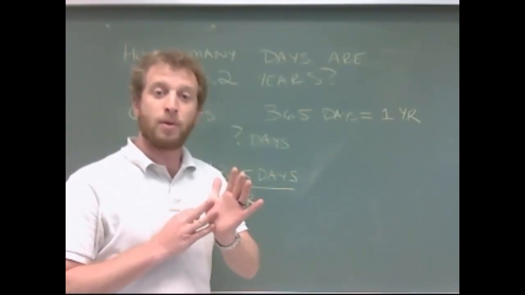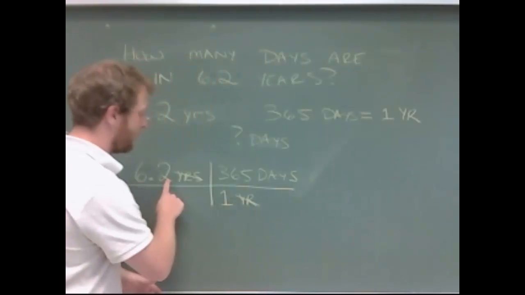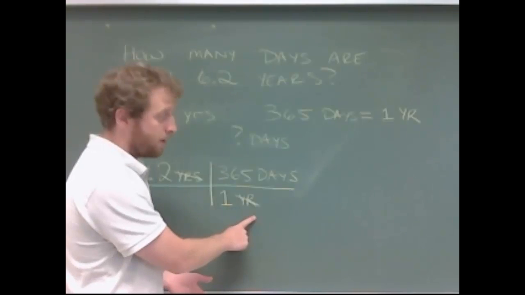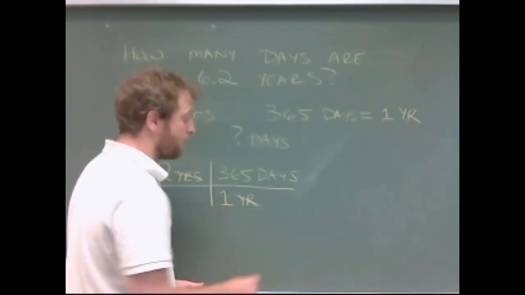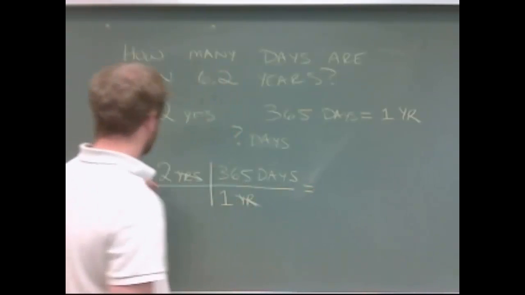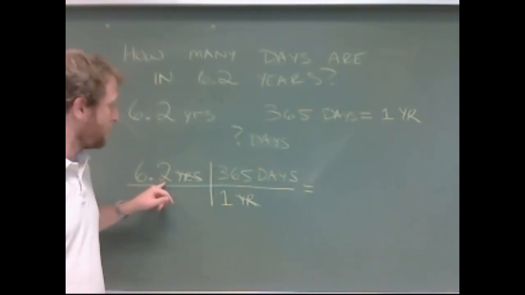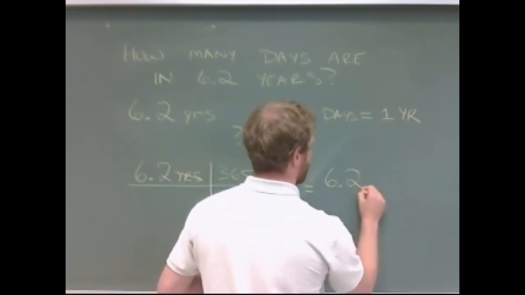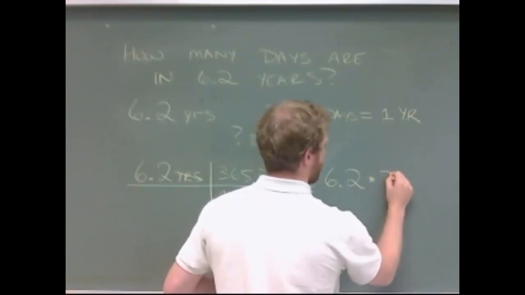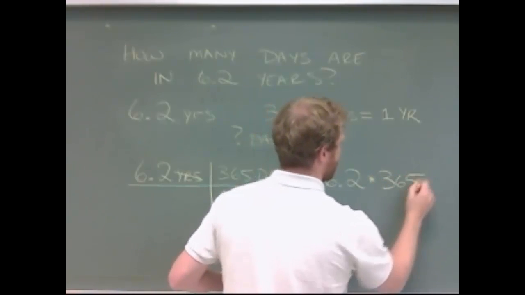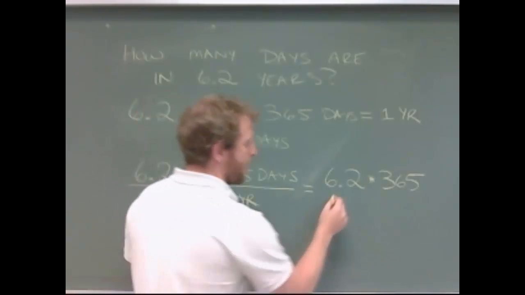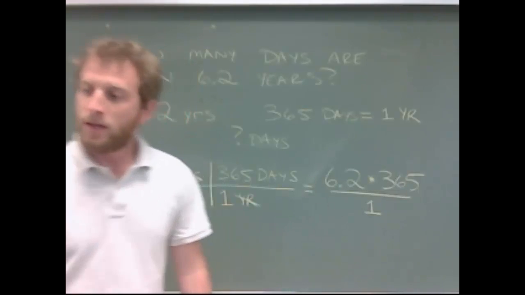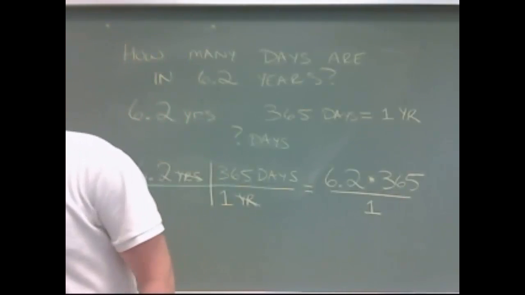My last step, do the math. The real basics: everything you have on the top, multiply. Everything you have on the bottom, divide it out. I'm going to write it out kind of longhand over here. I'm going to multiply everything on the top, 6.2 times 365, and then divide whatever I have on the bottom. Divide it by 1. Based on that, I should be able to find an answer.